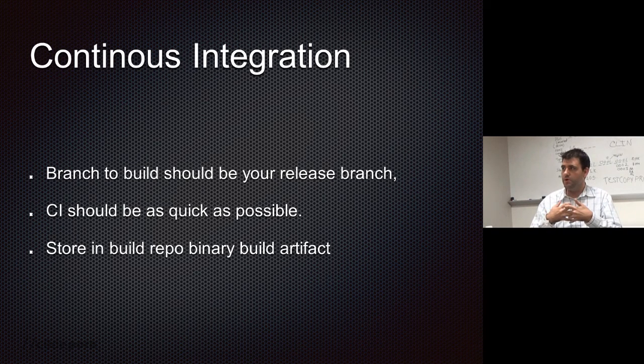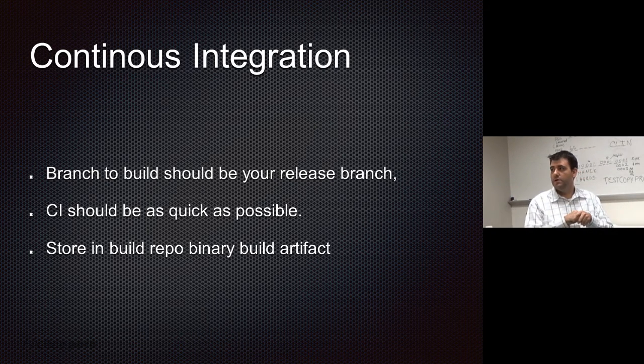The branch we typically build in our workflow is our release branch. So this is any of our sprints. And you could also do master as well if you are truly continuously integrating. CI should be literally as quick as possible. If you can get it down to seconds, that's great. Minutes are fine. Hours is where it becomes a problem because then your builds start to stack up.